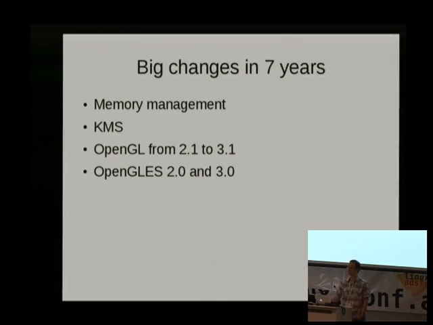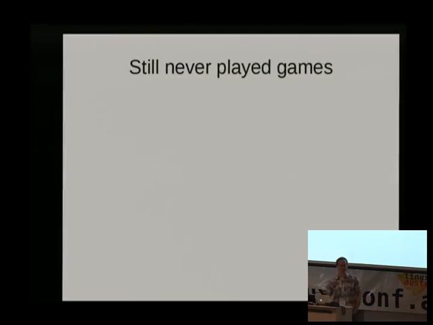But in the last 7 years, we've actually got now OpenGL ES 2.0 conformant, certified by Khronos. We have actual OpenGL, and we can say the word OpenGL now. And we just submitted results for OpenGL ES 3.0. But I still never played games.